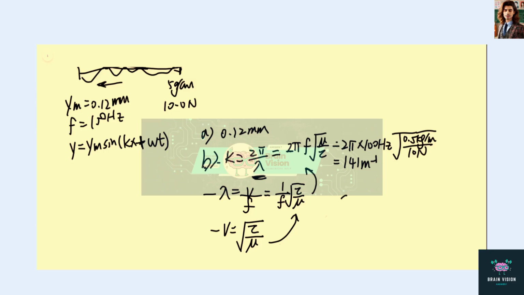We also have part C, just to find the angular frequency. We know the frequency is 100 hertz, so the angular frequency is just 2 pi f. So it's 2 pi times 100 hertz, which is 628 radians per second. Finally, we're asked what is the sign in front of omega. Because it's traveling in the negative x direction, it has a plus sign in front of omega.